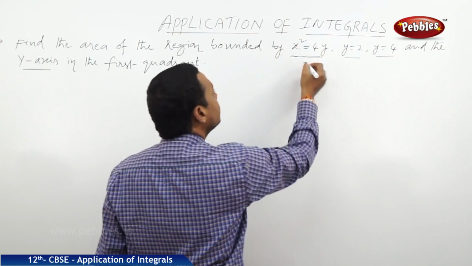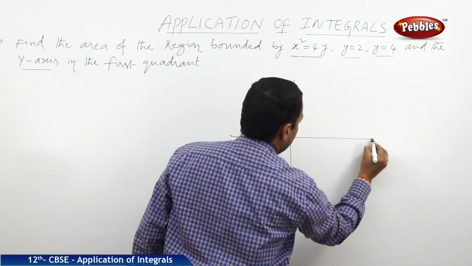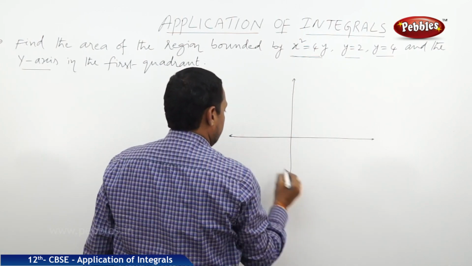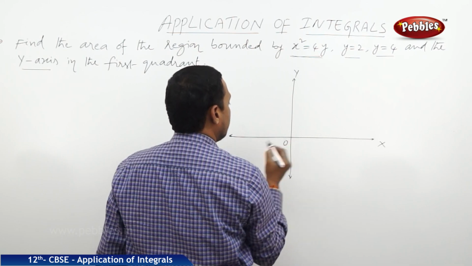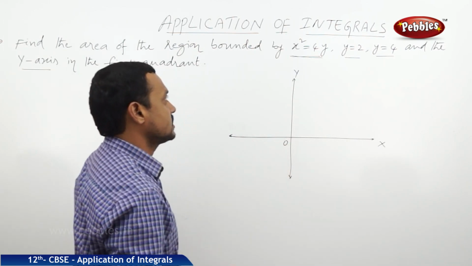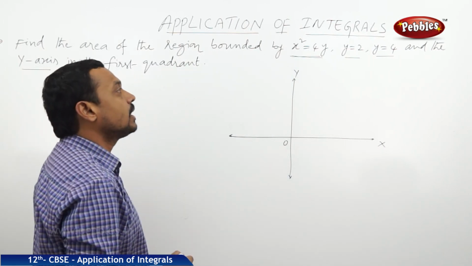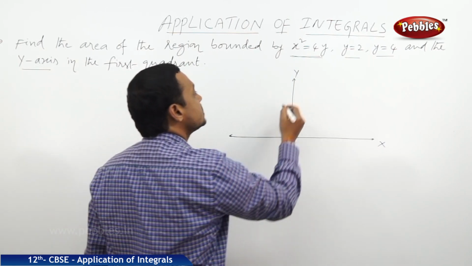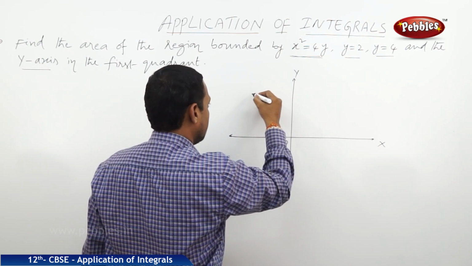Now let us draw this graph. These are the coordinate axes x and y, the origin, the negative x-axis and the negative y-axis. x square is equal to 4y represents a parabola, symmetric about the y-axis, like this.